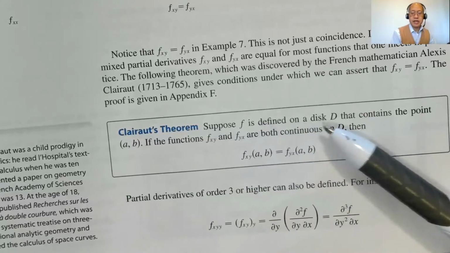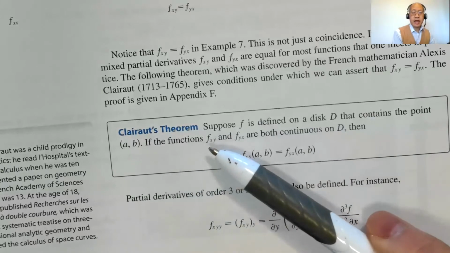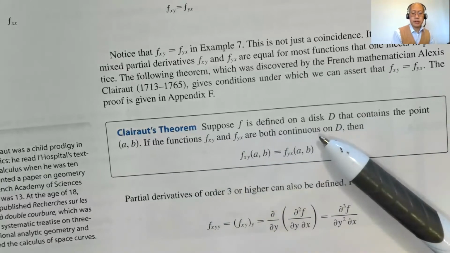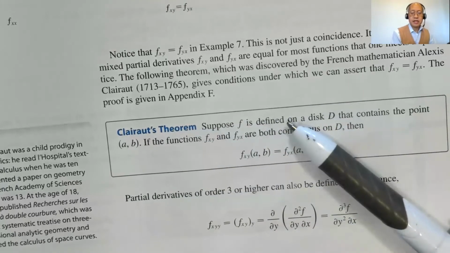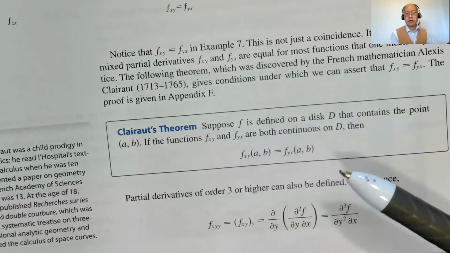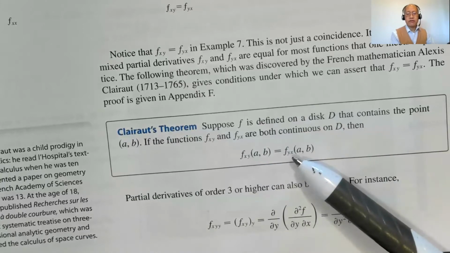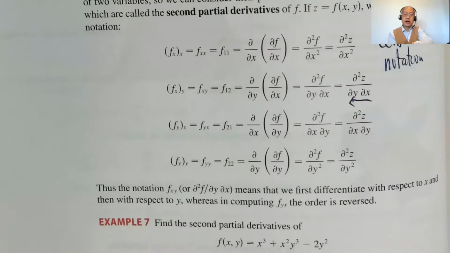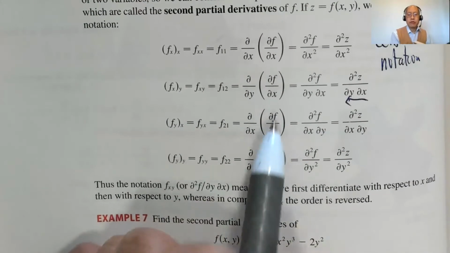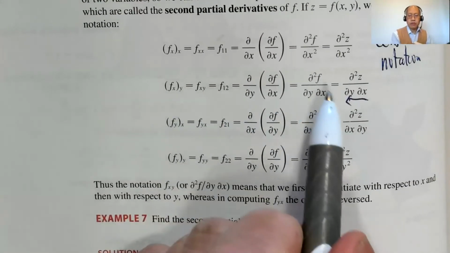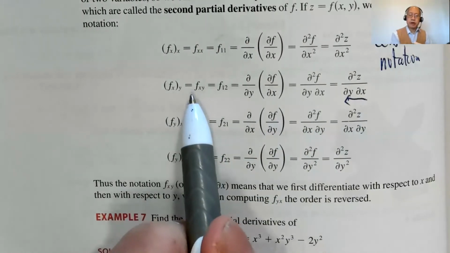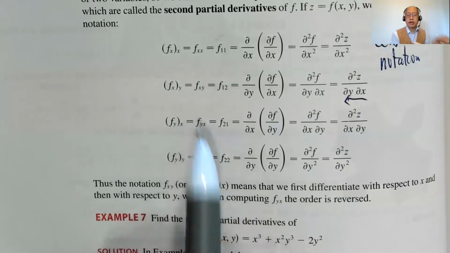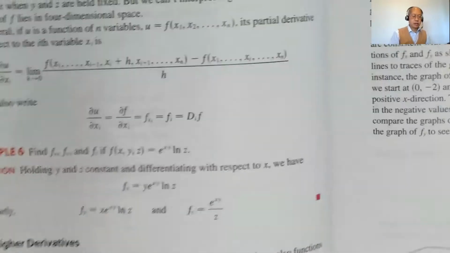F is defined on a disk D that contains the point (a, b), and fxy and fyx are both continuous on D. You normally don't have to worry about that. All the functions that we will deal with satisfy these conditions. You have to come up with a pretty weird function where fxy and fyx are not going to be the same, which really means, bottom line, you don't have to worry about whether it is xy or yx. It doesn't matter. It turns out to be the same for the mixed partials. Mixed partial means x and then y, or y and then x for the second derivatives.